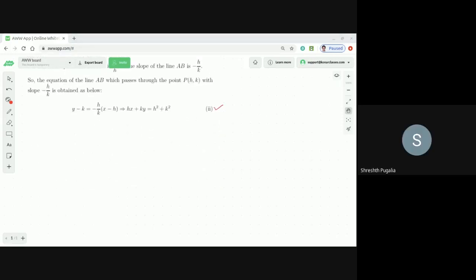Then after that, what is the equation of the hyperbola? The equation of the hyperbola is xy equal to c square. Now we need to solve this equation xy equal to c square, so let's write down this equation of the hyperbola, something like this.